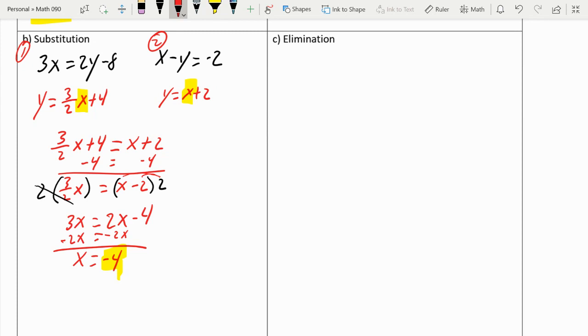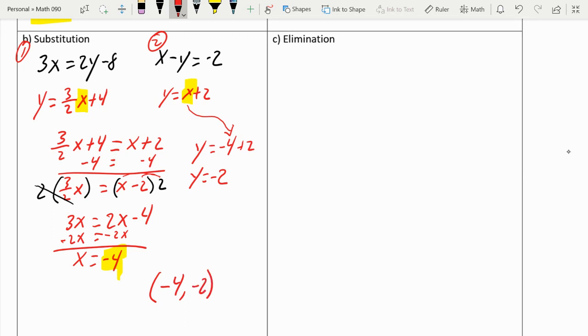Well, which one do you think looks easiest? Equation 2. Y is equal to negative 4. I'm just replacing x with negative 4 plus 2. So y is equal to positive 2. Well, oops, sorry. If I can learn to add, negative 4 plus 2 is negative 2. All right, so what's my solution?